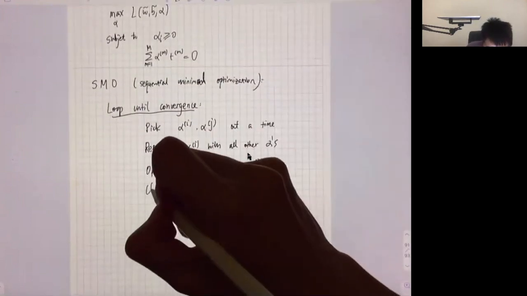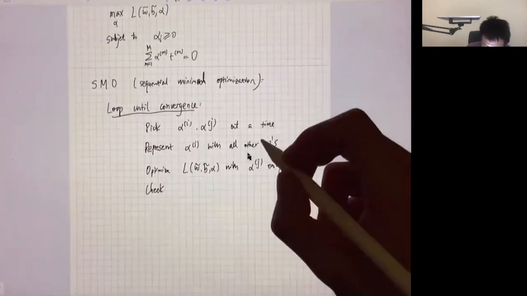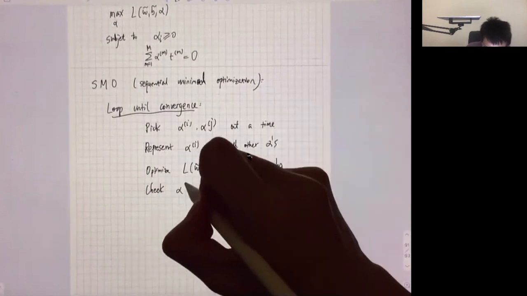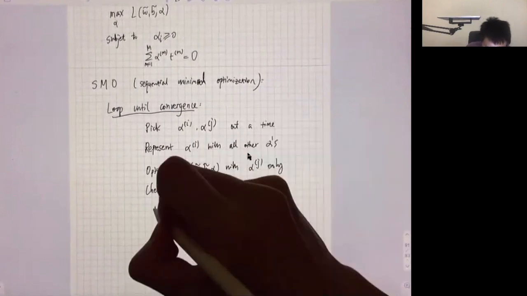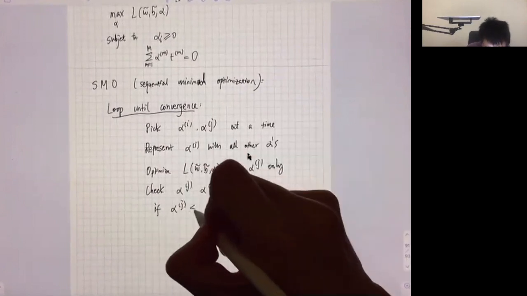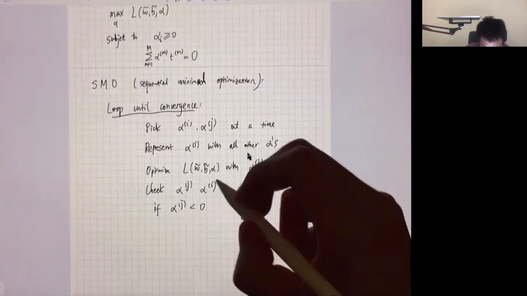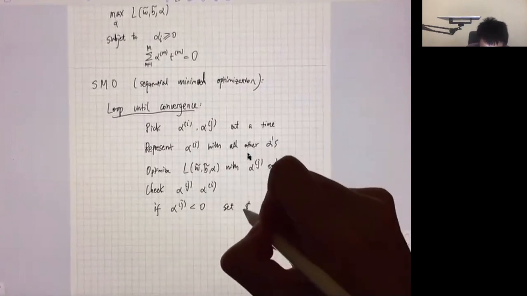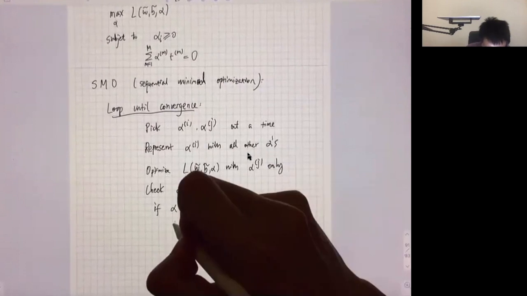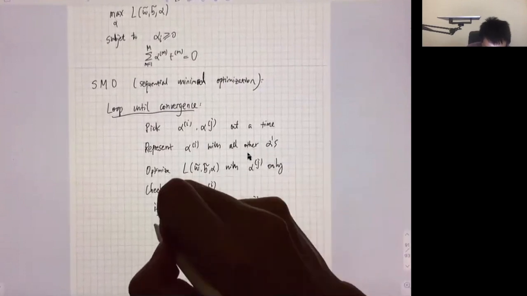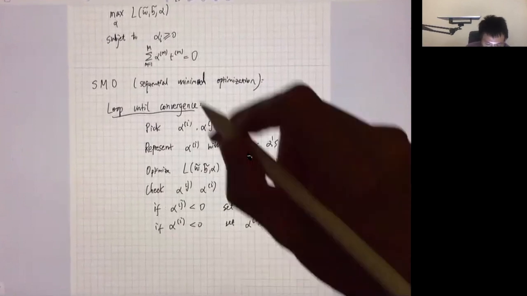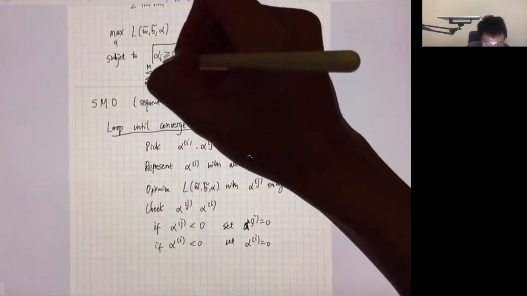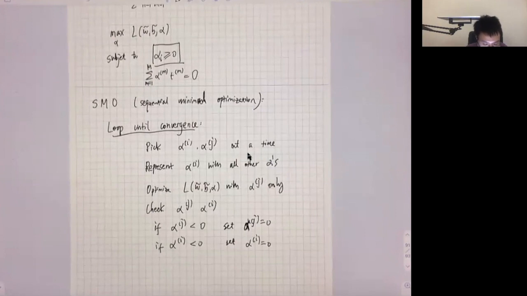Then I check alpha j and alpha i, okay? If alpha j is less than 0, then I set alpha j equals 0. And if alpha i is less than 0, then set alpha i to 0, right? Because you still have the equality constraint, and that cannot be easily resolved.